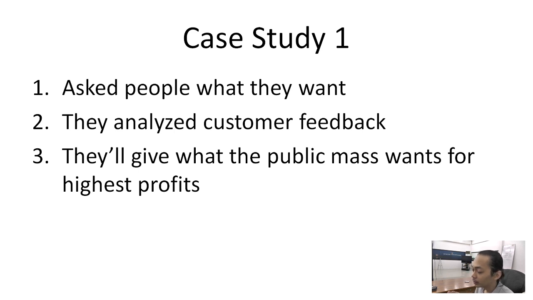Now, once Mall of Asia Arena has gotten that information and data, they simply analyze which concert or which music artist they think would be most profitable based on the demand of their audience. So number three, they'll simply give what the public mass wants for the highest profit. Now, isn't that a really smart move?